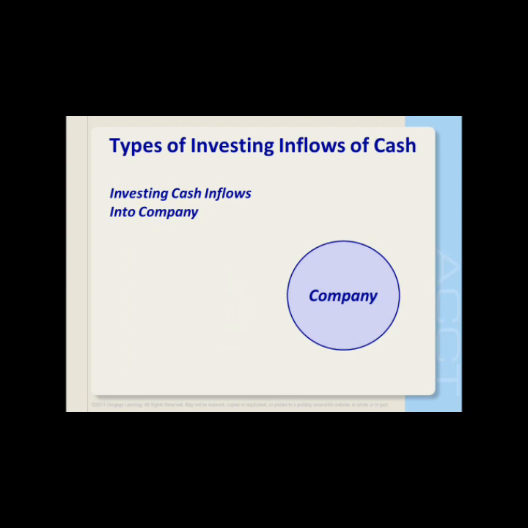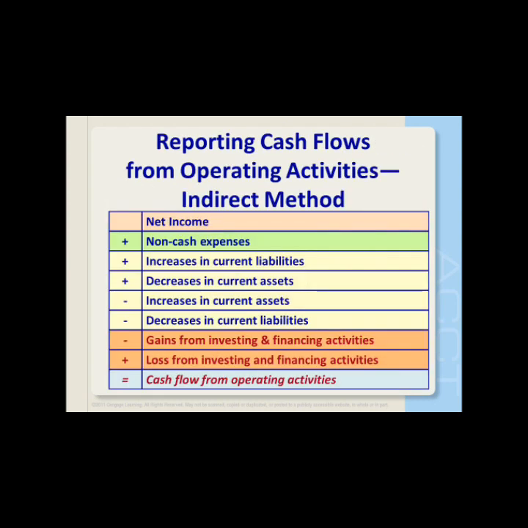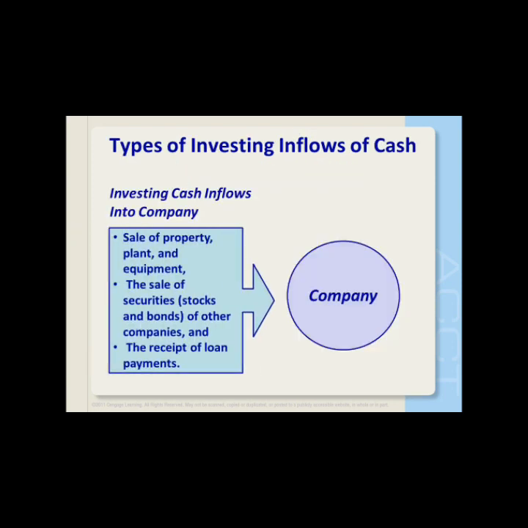So the difference between indirect method and direct method is on the operating activities. The investing and financing is same. So types of investing inflows of cash are sales of property, plant and equipment, the sales of securities, stocks and bonds of other companies, the receipt of loan payment.